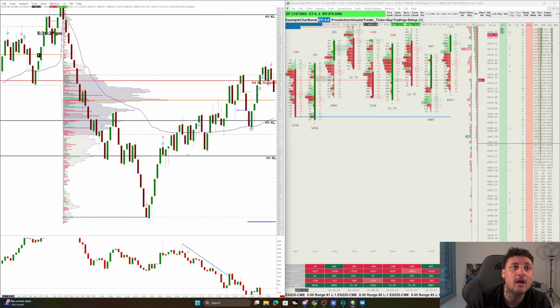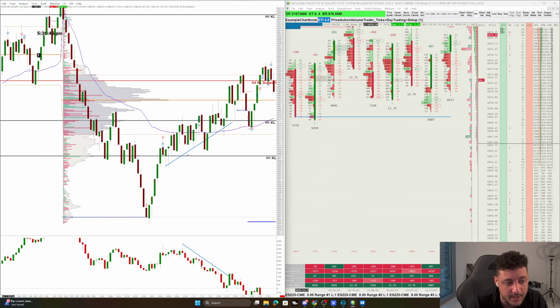We had aggressive sellers trying to come into the market to bring this market down. You could see how aggressive these sellers were trying to get here at this high, but price action was just steadily climbing up. So price was doing the complete opposite of what the cumulative volume delta was doing.